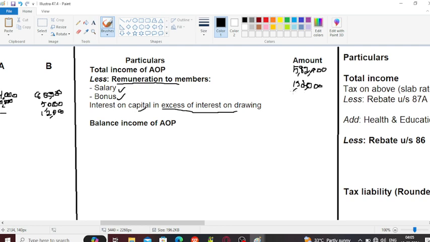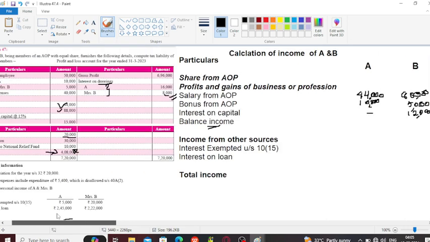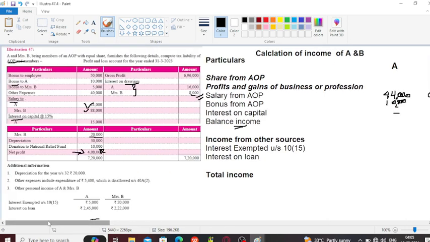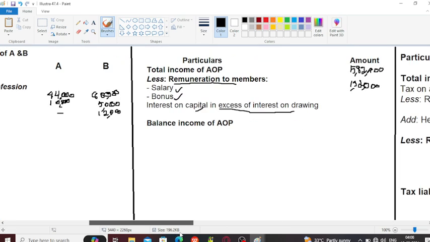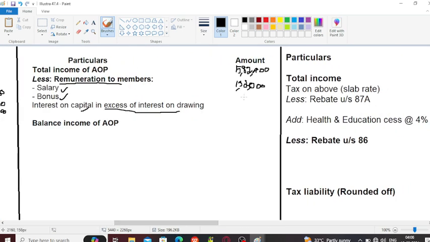And what is the bonus paid by AOP to its members? For Mr. A it is 10,000 and for Mrs. B it is 5,000. If you add these two, you will get 15,000. 15,000 is the bonus to members paid by AOP.